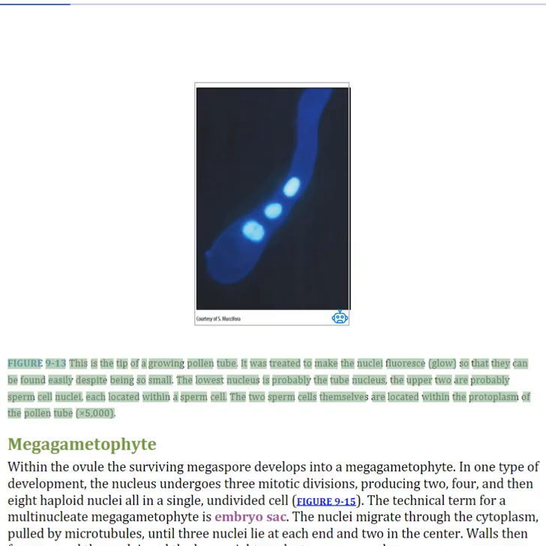Figure 9.13. This is the tip of a growing pollen tube. It was treated to make the nuclei fluoresce so that they can be found easily despite being so small. The lowest nucleus is probably the tube nucleus, the upper 2 are probably sperm cell nuclei, each located within a sperm cell. The 2 sperm cells themselves are located within the protoplasm of the pollen tube.